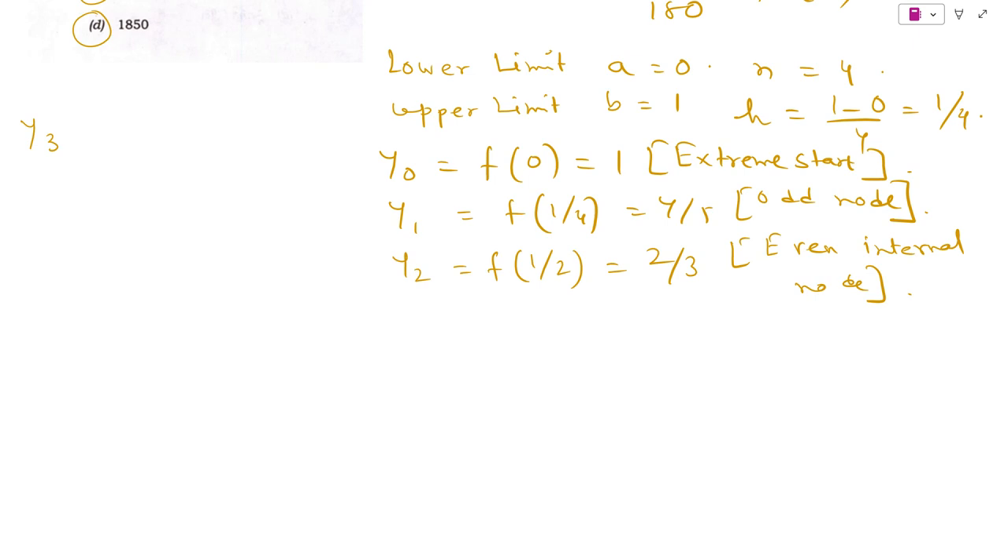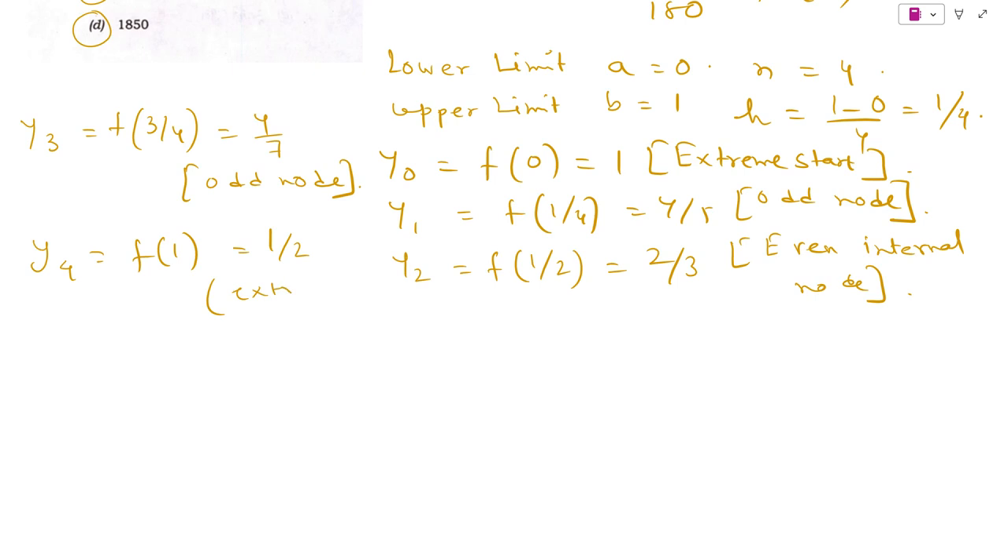Y3, this is f of 3 by 4. This is 4 by 7. So this is an odd node. Now Y4, this is f of 1. This is 1 by 2. So this is the extreme end.